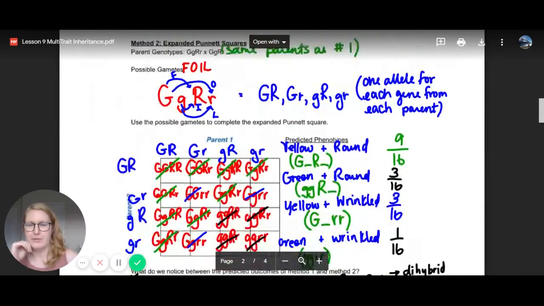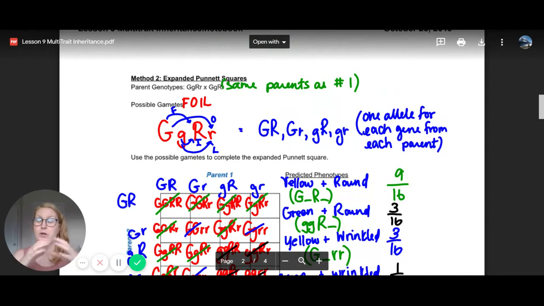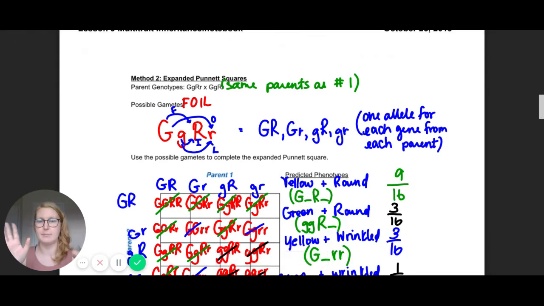So method 2 down here, the expanded Punnett square, we're using the exact same parents as example number 1, or method number 1. So what I'm showing here is the cross. So I have the 2 dihybrids, both of them in this case heterozygous for both traits. And what I've done here is try to figure out the possible gamete combinations. So you might remember from grade 10 math, we have this little math trick called FOIL, which is to essentially expand something. So what I'm doing here is essentially multiplying, but I'm putting together the first 2 alleles, which is in this case capital G and capital R. That represents my very first gamete possibility.